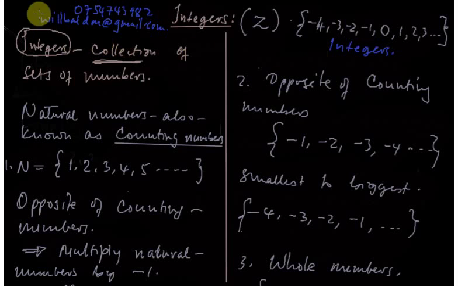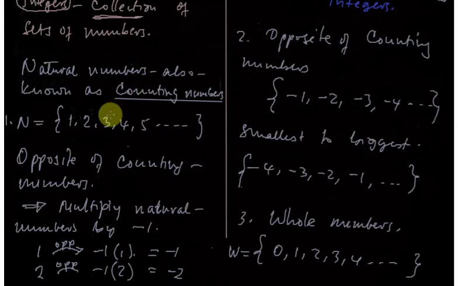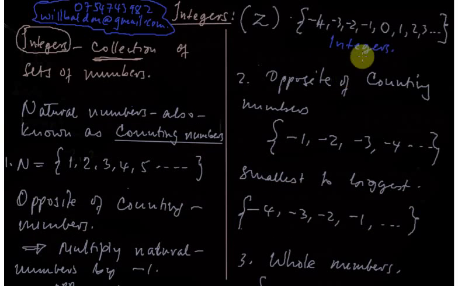But these are integers, and that's how we can quickly, briefly define them, by showing you the sets which make integers. It is a collection of sets. Now we saw these sets: counting numbers, opposite of counting numbers, and whole numbers, or 0 in the middle. So you see we have 0 here, we have the opposite of counting numbers, and we have counting numbers on the right hand side. 0 itself is neutral. It's neither negative nor positive. That's why it is there.